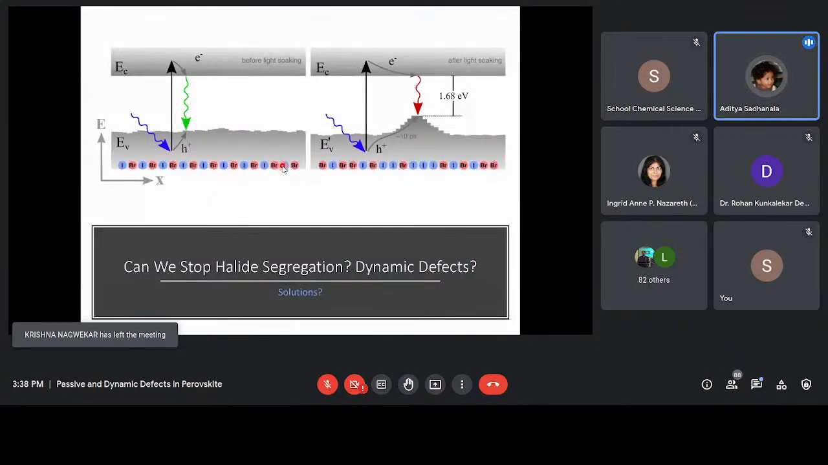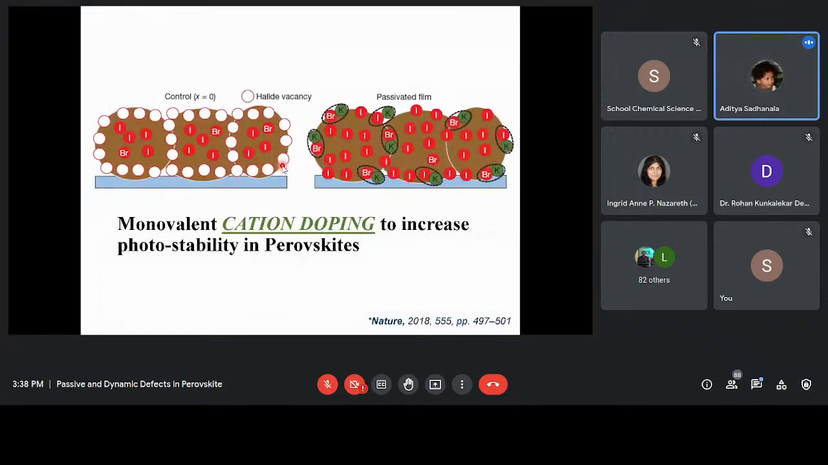So how can we stop this segregation, or let's say the defect formation and all? There are different solutions. Okay. One of the solutions is cation doping. So we believe that in the perovskites there are some vacancies on the boundaries, okay, grain boundaries, and these vacancies can be passivated. So what we do is, in the passivation sense, by adding potassium halide salts, we can passivate these grain boundaries. So here is one example where you have potassium halide salt, and you can sort of see a cartoon of passivation.